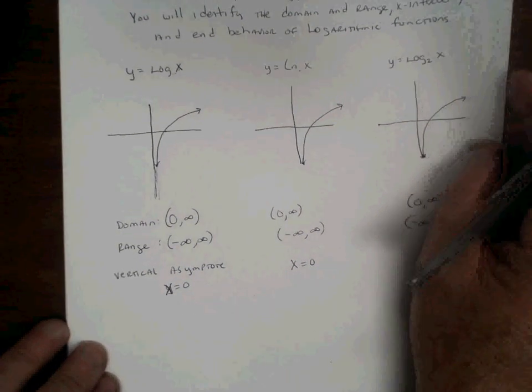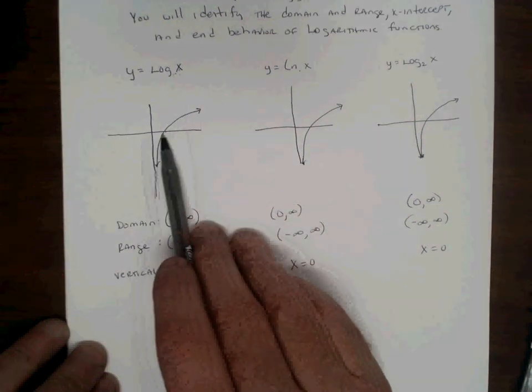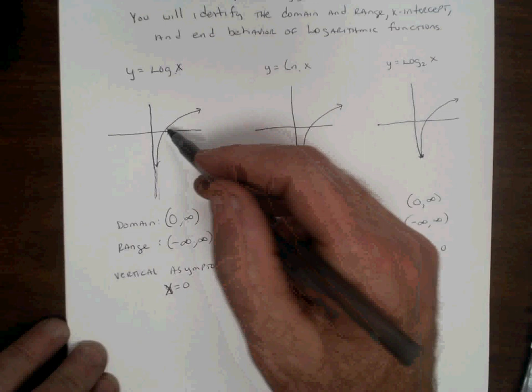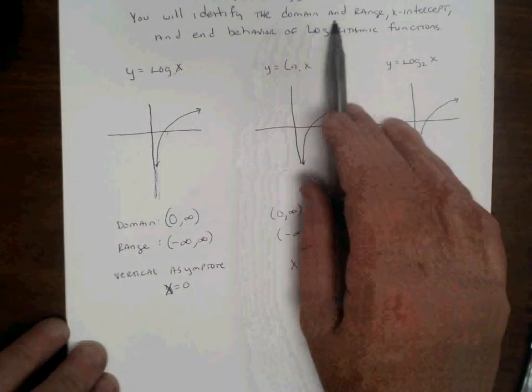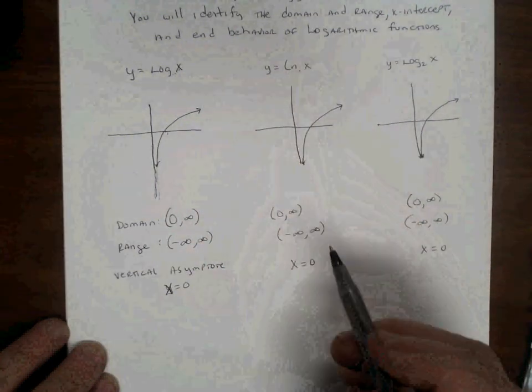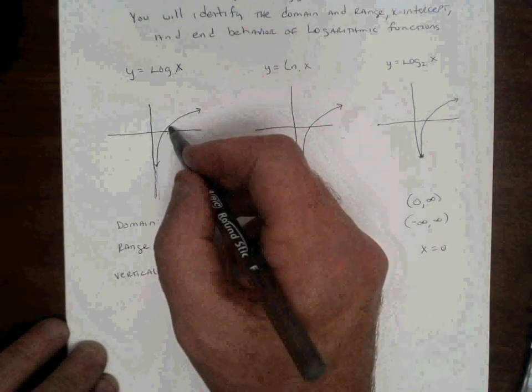So let's look at it for any function, because now we can take these and we can transform these. We can translate them left, right, up, down, and it changes all these things. So let's figure out where these x-intercepts come from. We'll figure out how to identify the domain and range. We'll figure out the end behavior. In this case, let's go ahead and look at the end behavior before we move on.